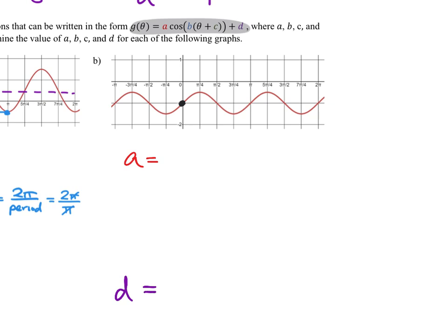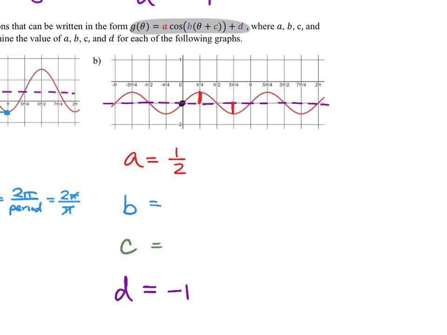What is the midline of this graph? -1. Yes. So if I look where the middle is, it's at -1. I've scooted it down 1. What is the amplitude? 1/2. Because the distance from the midline to a maximum or the midline to a minimum is a half unit, or 0.5. Let's handle B and C.